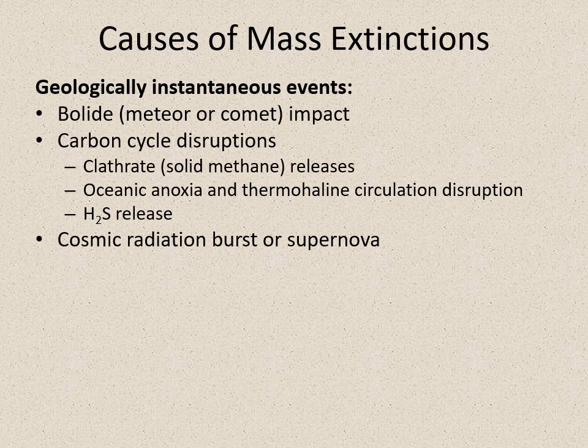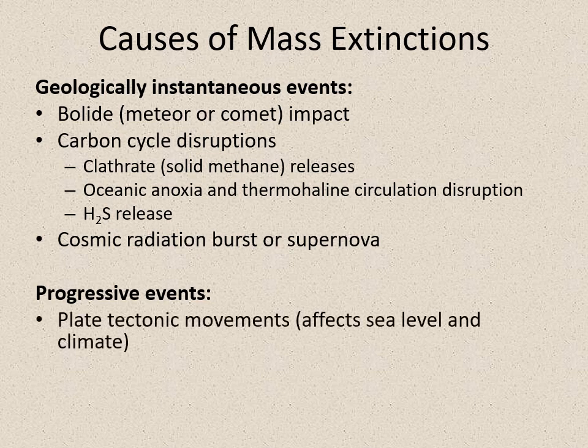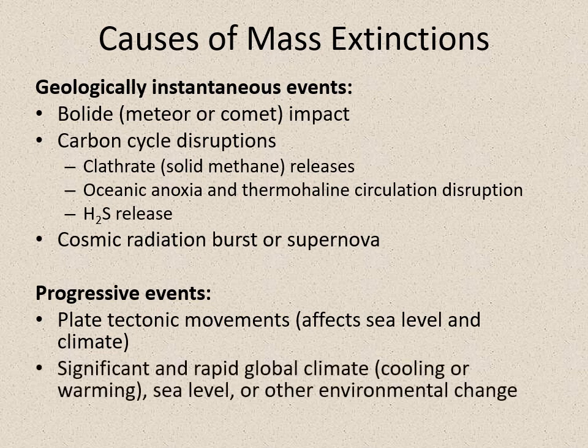Cosmic bursts or supernova, so cosmic radiation bursts or supernova, have been suggested to cause mass extinctions. And we can also look at more progressive events. So these are things that are going to cause mass extinctions, but that's because of a slow burn. So plate tectonic movements. This is going to affect sea level. It also affects climate. It affects the distribution of organisms. And significant and rapid global climate change, so changes in sea level, environmental changes, whether it's cooling or warming. This is like an ongoing thing, but eventually you get to a threshold event where we've changed the climate, we've changed the environment so much that organisms just can't adapt anymore.